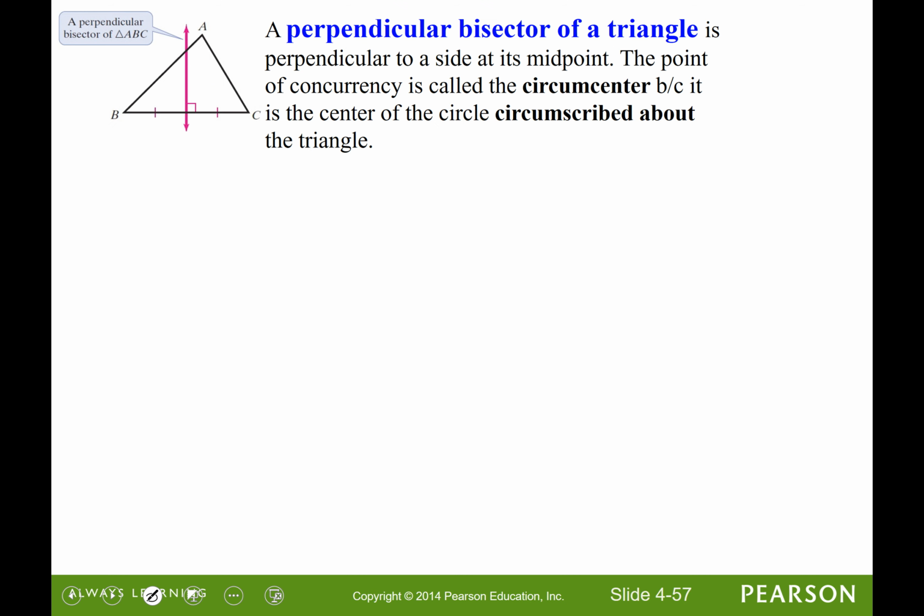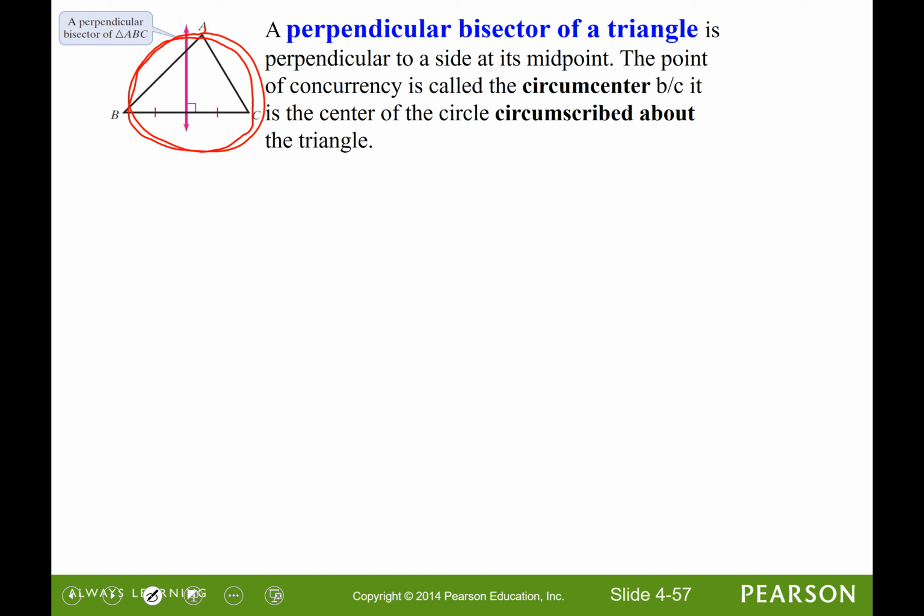Okay, perpendicular bisector of a triangle. So we're going to break it down here. The point of concurrency is called the circumcenter because it is the center of a circle circumscribed about the triangle. Okay, so if we were to, let's see if I can do this.